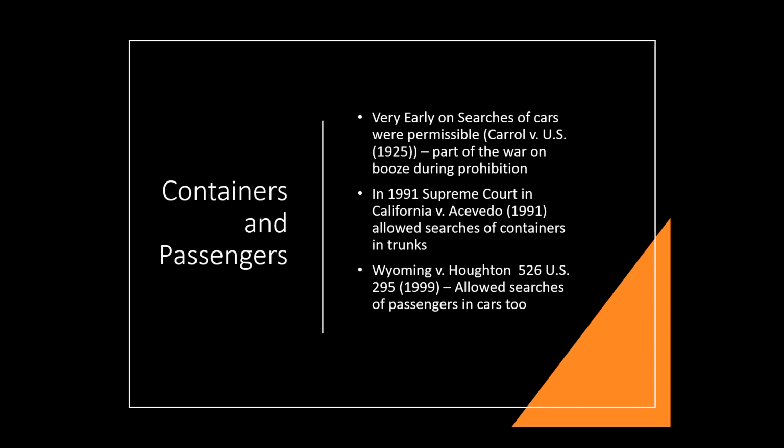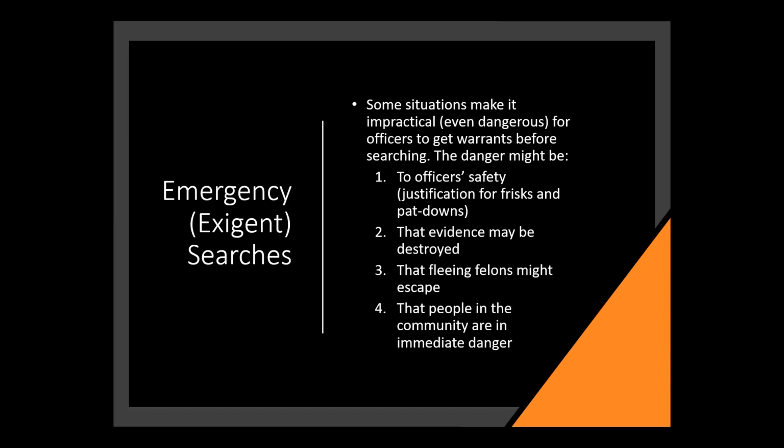All right, let's look at another one of these big exceptions, these emergency searches, which is sometimes called exigent circumstances. So some situations make it impractical, even very dangerous, to go get a warrant before you do the search. So what are some of these dangers? One, the big one, is the officer's safety. And this can be very important.